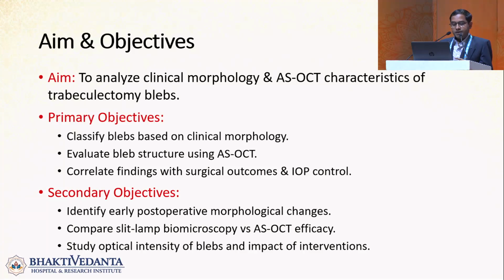So our study aimed to analyze trabeculectomy blebs both clinically and through AIOS2025. We classified blebs based on their morphology on slit lamp, evaluated their internal architecture on AIOS2025, and correlated these findings with IOP control and surgical outcomes. Additionally, we compared AIOS2025 findings with slit lamp assessments and analyzed early postoperative changes, including optical intensity of blebs using ImageJ software and impact of the interventions.